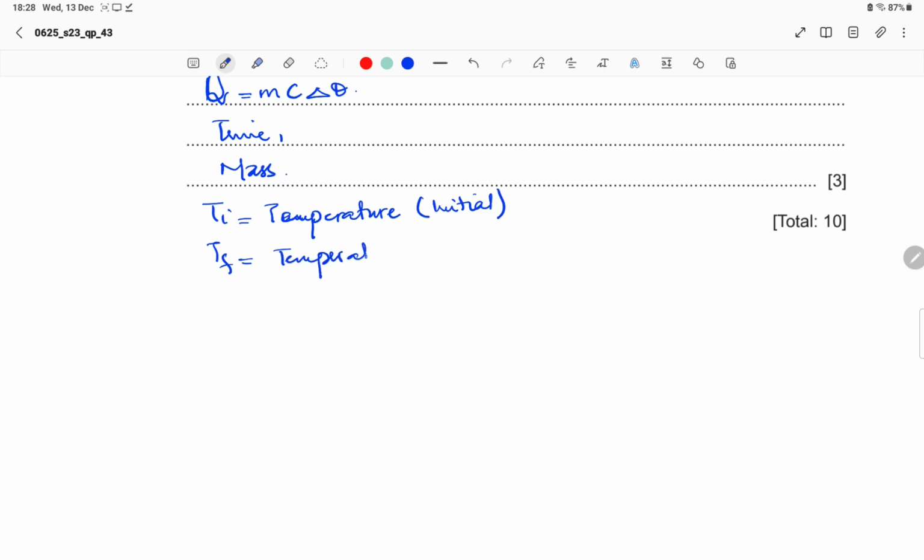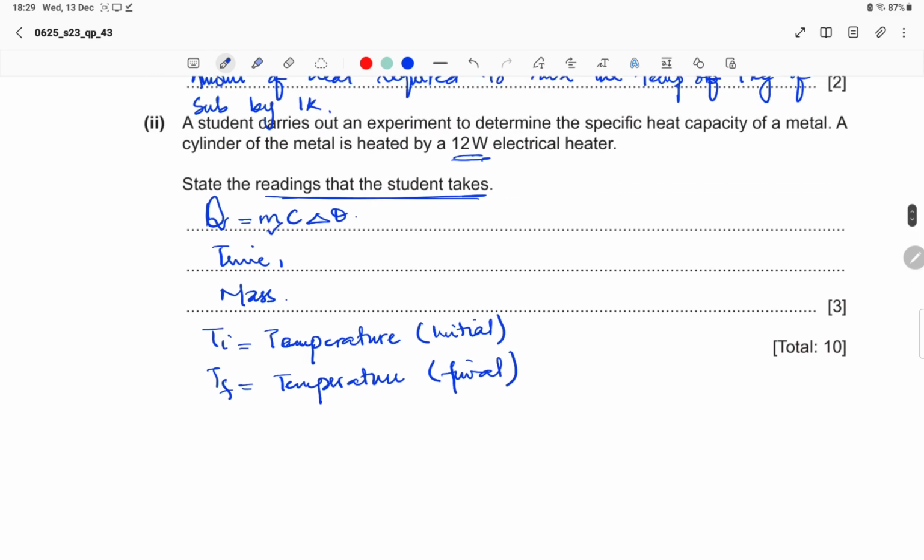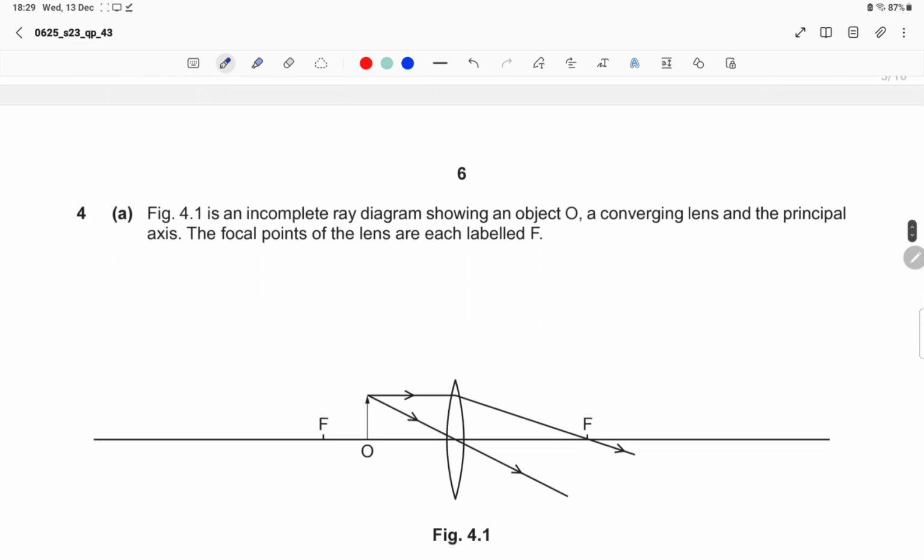So you can see the quantities that the student might need. He might be requiring mass, he might be requiring the change in temperature, which you get from here, delta T, or you can write delta theta over here. It's up to you. Okay, so sometimes the Q is also being replaced by E as well. Okay, moving to the next question.